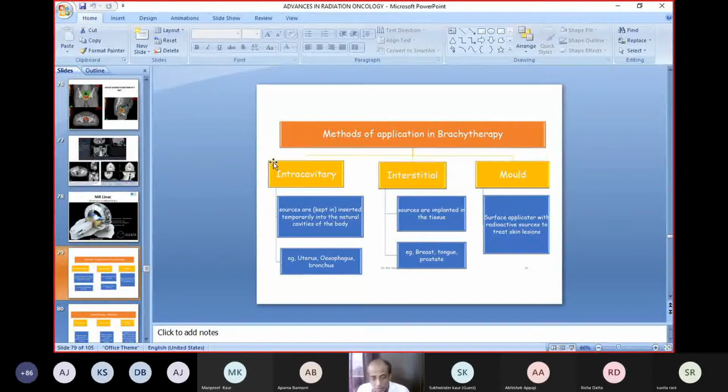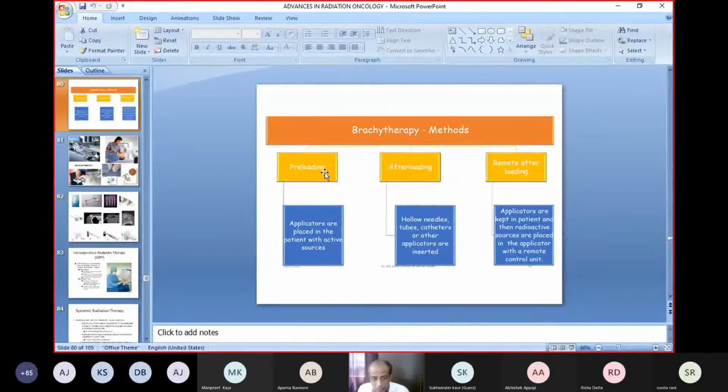So that is all about external radiation. Coming to the brachytherapy part, brachytherapy is the internal radiation. We place a radioactive source inside the patient's body to deliver the treatment, and it has three modalities: intracavitary, interstitial, and mold therapy. Brachytherapy can again be preloading, afterloading, and remote afterloading. In the present generation, we are using remote afterloading, which is basically a computerized planning system.